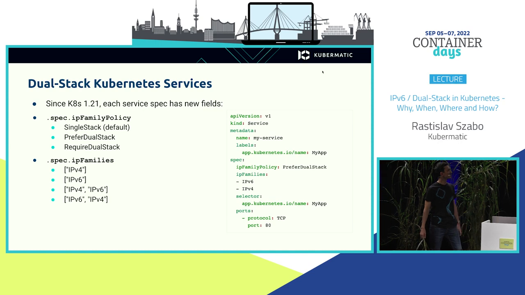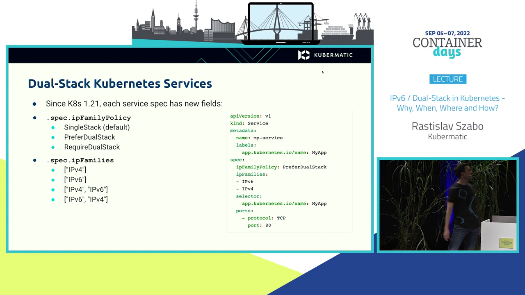Going back to Kubernetes services, as I mentioned, you have full flexibility on how you expose your services. Since Kubernetes 1.21, each service spec has two new fields. One is called spec.ipFamilyPolicy, where you can tell Kubernetes whether you want that service to be single stack or dual stack. If it's dual stack, you can request it via PreferDualStack or RequireDualStack. At the end of the day, it works the same way. The only difference is whether or not you get an error if you deploy that service into a single stack cluster.